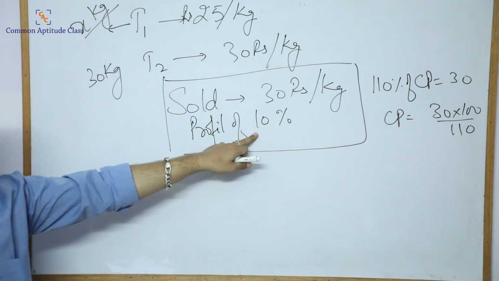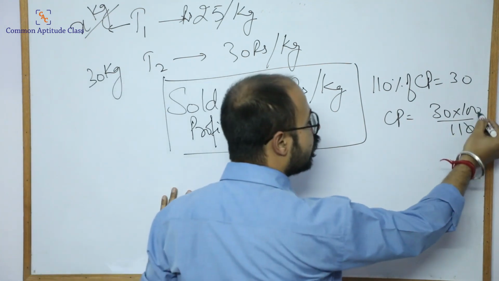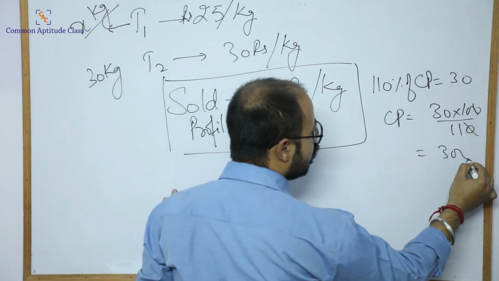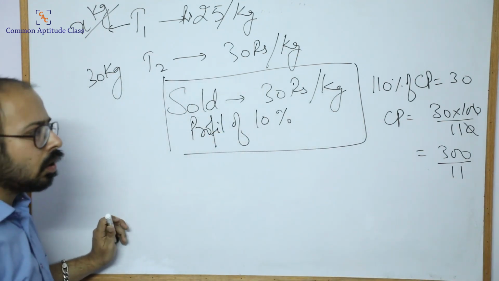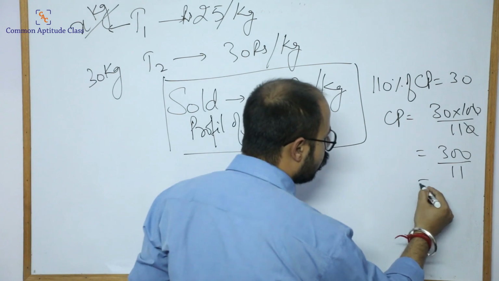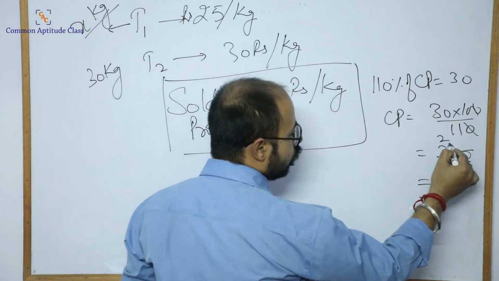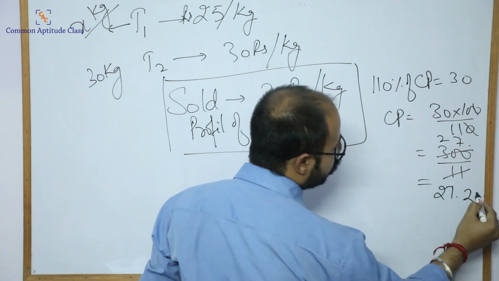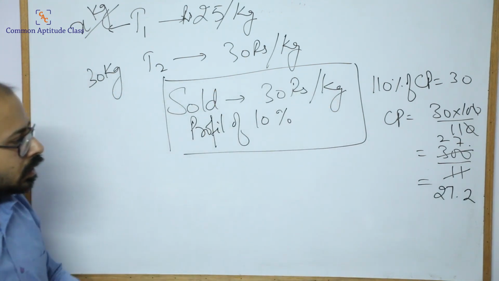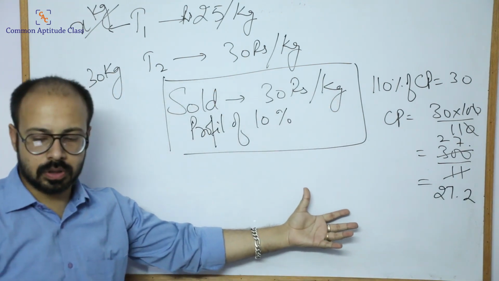Yes or no? Till now done. So simplify it. No need to solve it properly. Simplify it: 300 upon 11. Done. Or if you want to simplify it, go by this: 11 twos are 22, 80, 11 sevens are 77, so 27.2. This is the cost. This is the approximate cost.